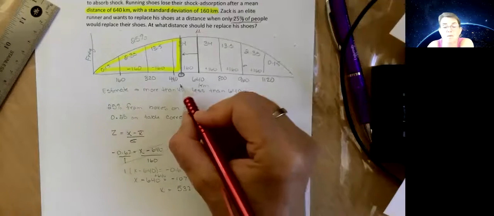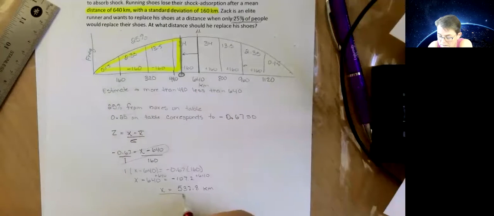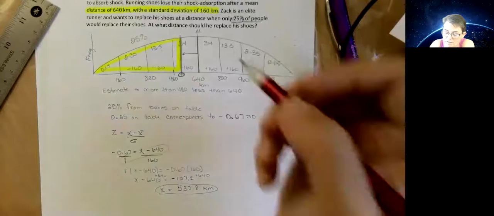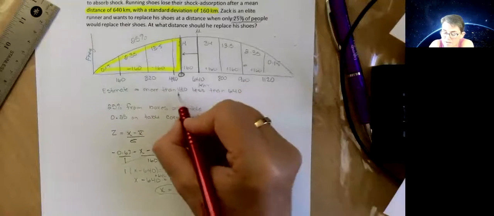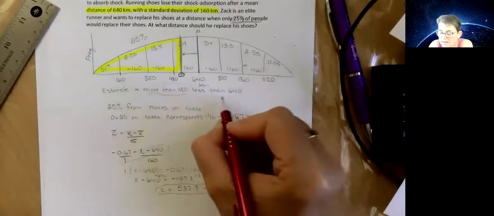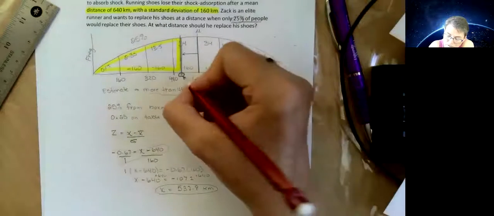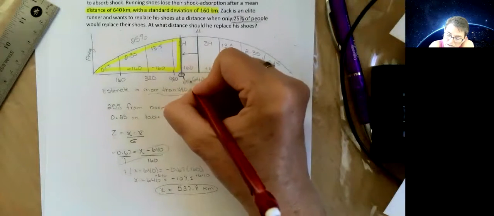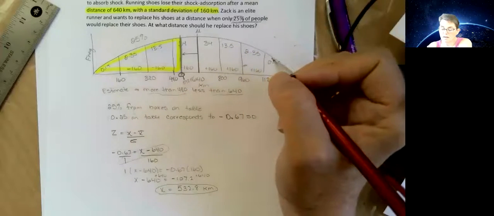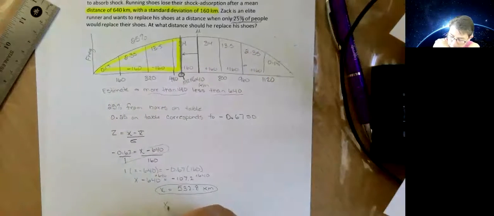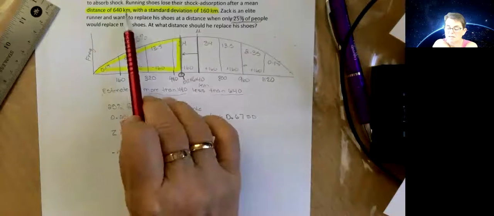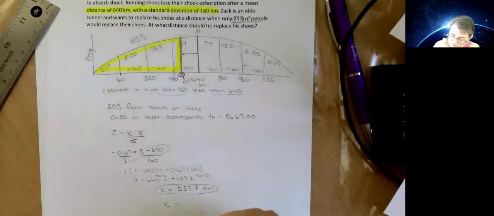And then again, I'm going back up to my picture. So we just said it's 532 kilometers, and we said it should be more than 480 and less than 640. And indeed, that number right there could be 532.8. Since my question here is going to the nearest whole number, we would go 533 kilometers.